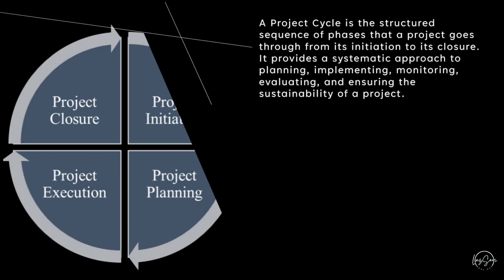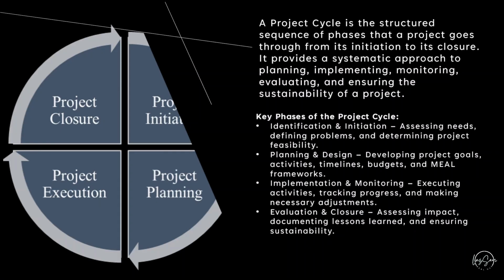a project cycle is the structured sequence of phases that a project goes through from its initiation to its closure. It provides a systematic approach to planning, implementing, monitoring, evaluating, and ensuring the sustainability of a project. There are key phases that make up a project cycle.